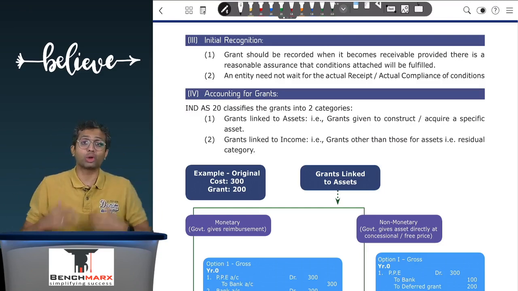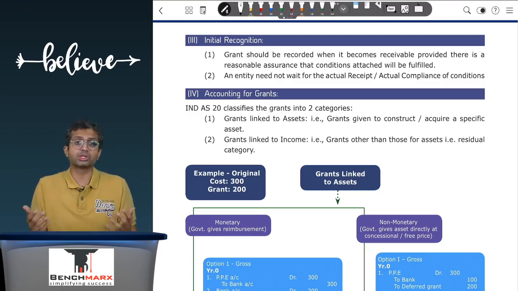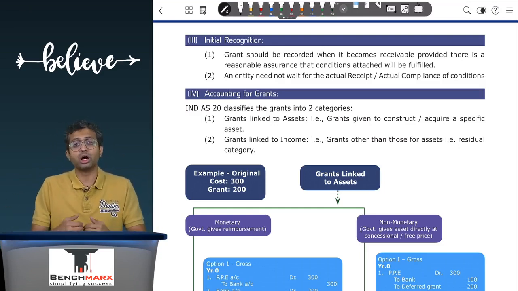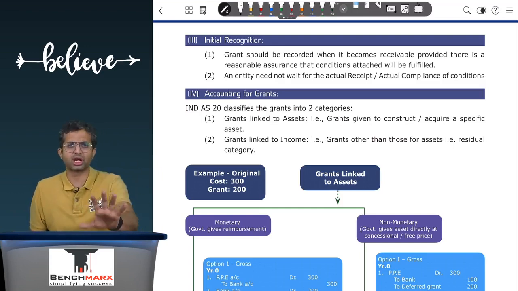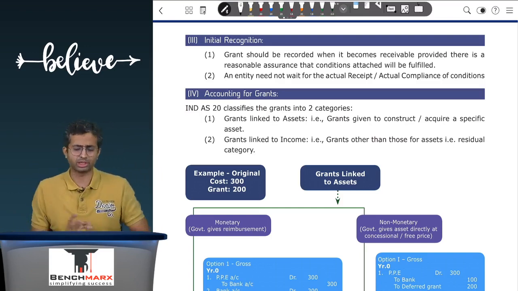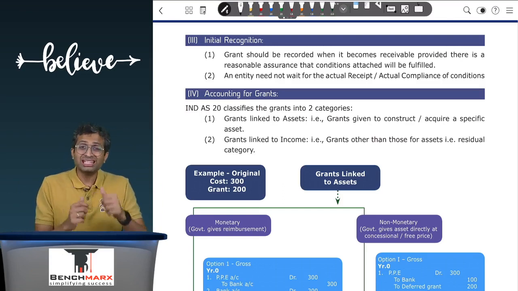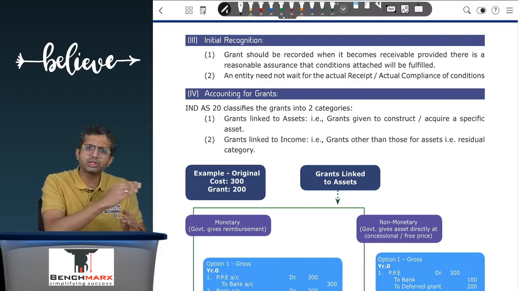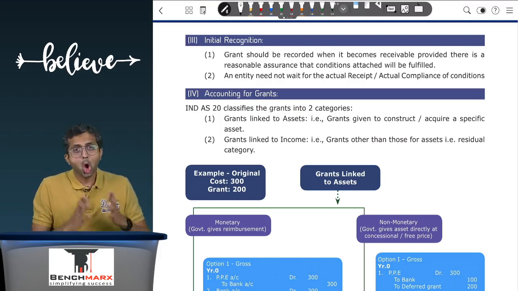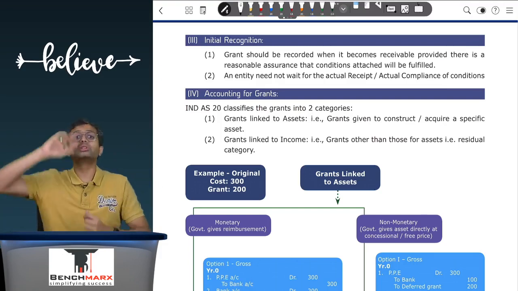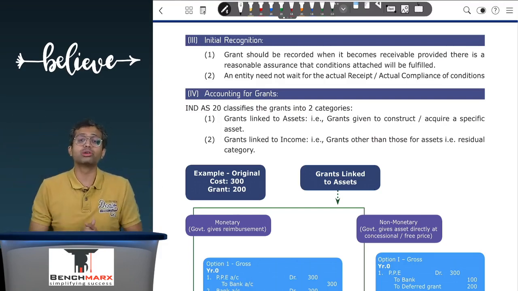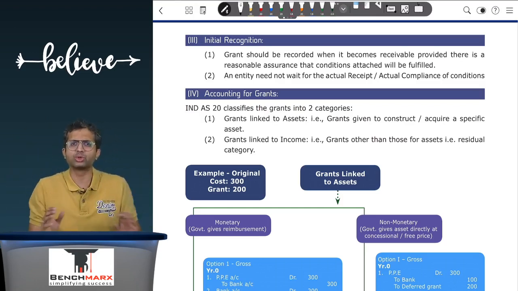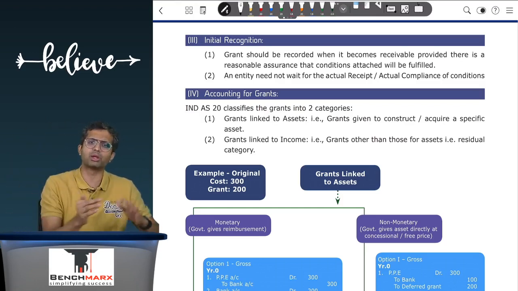So what are the choices which are available? If it is a grant linked to an asset, let us say the grant is worth 200 rupees and the asset is worth 300 rupees, then you can either reduce the grant from the asset, that is, show the asset at a net 100 amount and then depreciate that 100 over the remaining life, or you can show the asset at the full 300 amount and then show the 200 as a deferred grant. Then the depreciation will be based on the 300. Let us say the useful life is 10 years and the depreciation will be 300 divided by 10, that is 30.